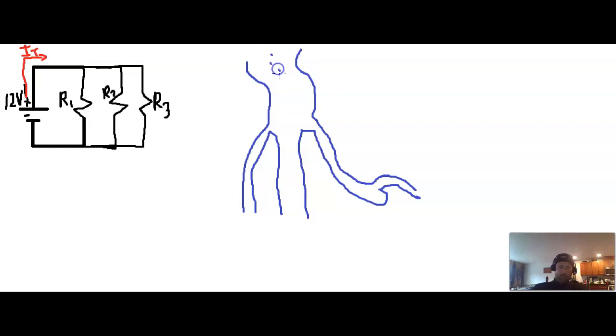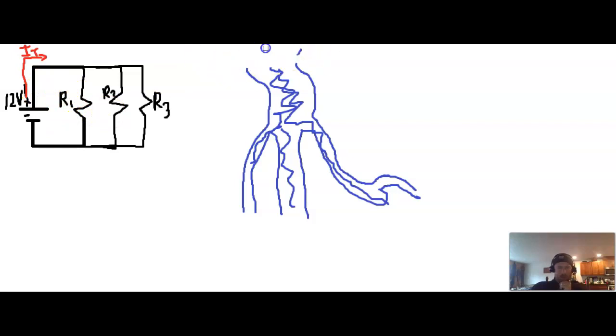So here comes the water, it's flowing, this big flow, and some water is going to go this way, some's going to go this way, and some water is going to go this way. Water always wants to take the path of least resistance. So whichever is the easiest way for water to flow, the least number of obstacles, the least resistance, water is going to flow that way. Electricity is no different.